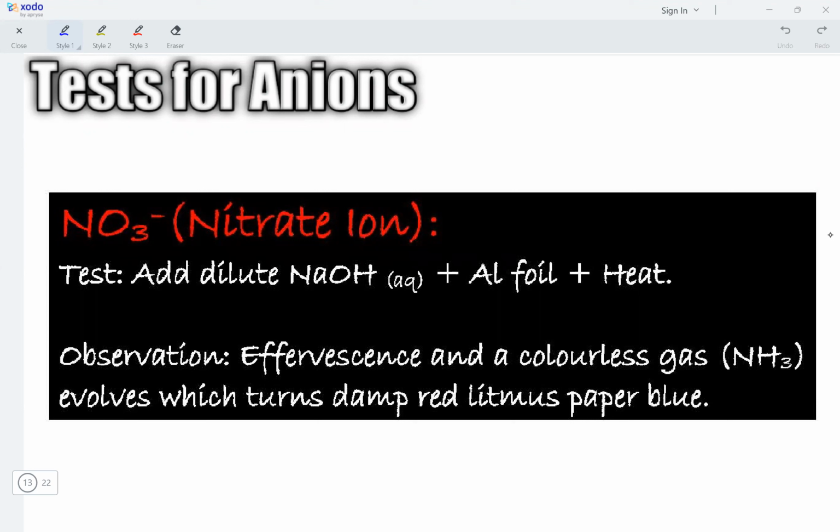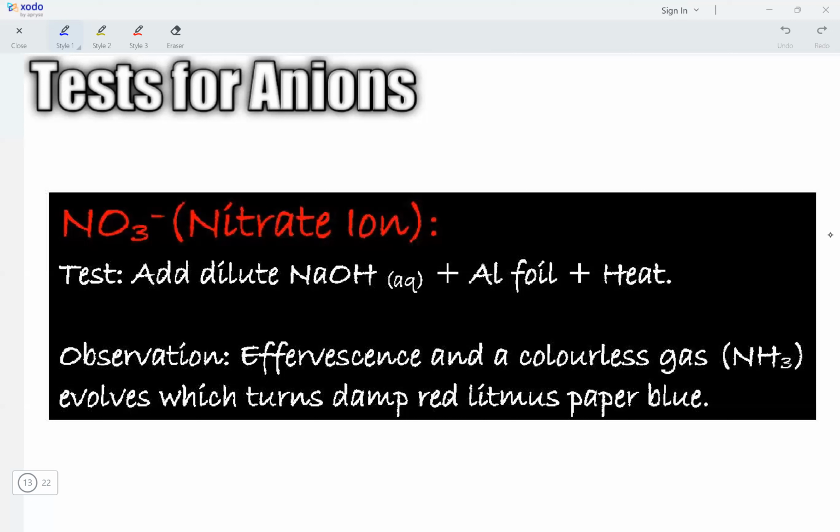it. So the observation is an effervescence, that means bubbling will be seen, but this bubbling is because of the reaction along with it being heated, right? And a colorless gas evolves. Now this colorless gas is ammonia. So this reaction produces ammonia. So ammonia gas is evolved, and when ammonia gas is evolved, it turns a damp red litmus blue.